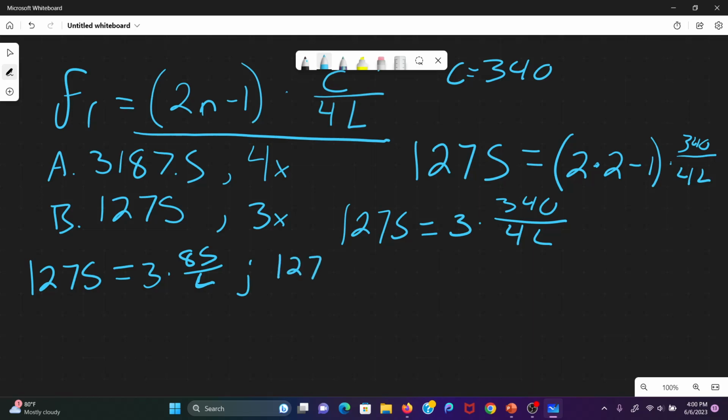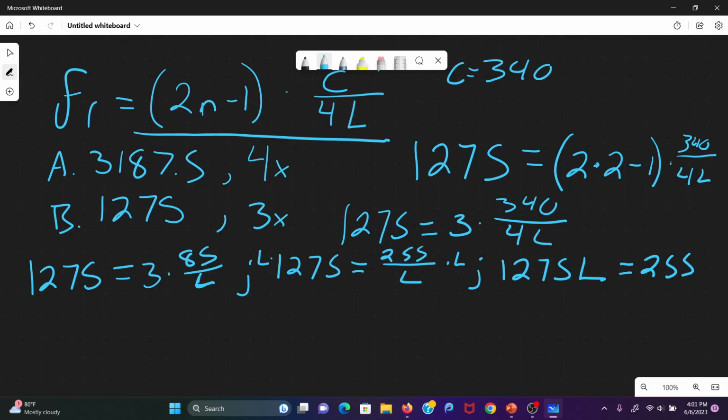So we can say 1275 equals 255 over L. Now we can solve for L, basically. So what we're going to do is multiply both sides by L. So you're going to have 1275L equals 255. Why did the L go away? Because if we multiply both sides by L, then you've got L over L. They cancel each other out. And then you're just left with an L over here.